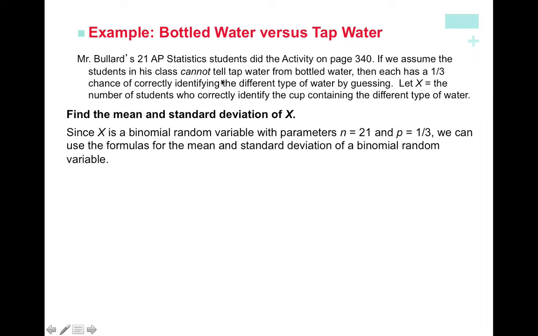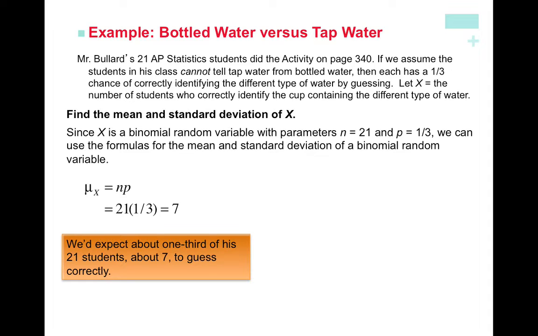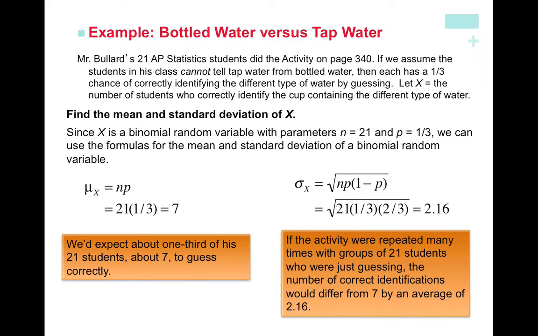If we look at this next example here, he was just studying to see if his class can tell tap water from bottled water. So each has a 1/3 chance of correctly identifying. X is the number of students who correctly identified. So we'd expect about 7 of them to guess correctly because that's just n times p. And then we would expect them to differ from 7 by an average of 2.16. That's just your standard deviation.